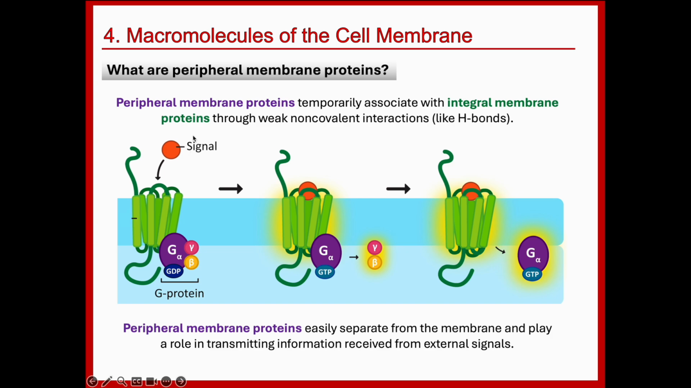And when a signal, like a receptor, comes and sits on the integral membrane protein, then this G protein will change its shape and go and signal inside the cell that maybe insulin got bound and that it should do something about it. Or maybe it'll signal that the temperature is getting hot, so you must secrete sweat. So the peripheral membrane proteins easily separate from the membrane and play a role in transmitting information received from external signals.